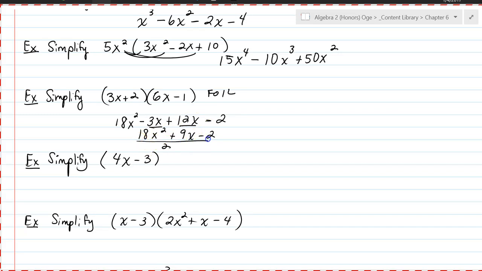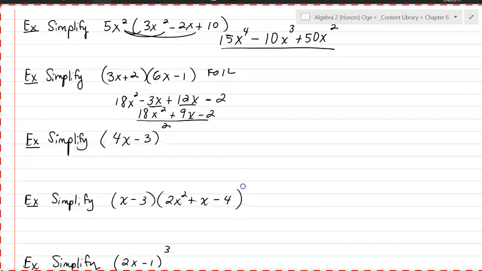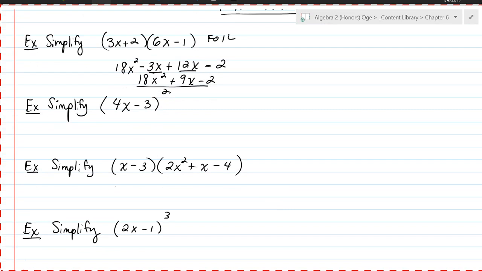Okay, all right, the next one is something that we've already reviewed together in class. We're going to square a binomial. So we have two ways that we can square a binomial. The first way is to remember that squaring something means to multiply it by itself. So we could write out 4x minus 3 times 4x minus 3 and then just do FOIL. We could just do that.